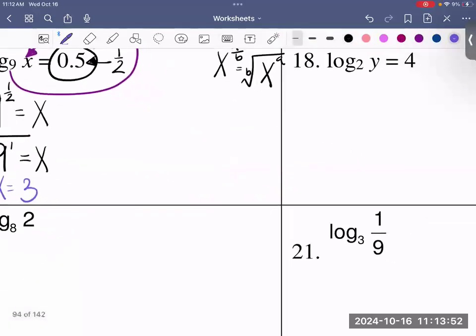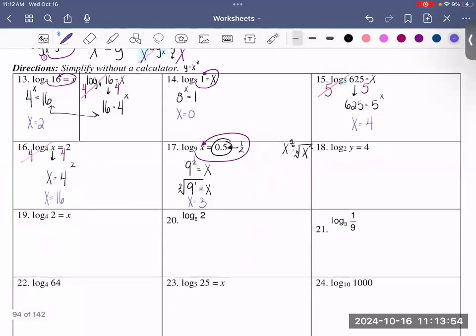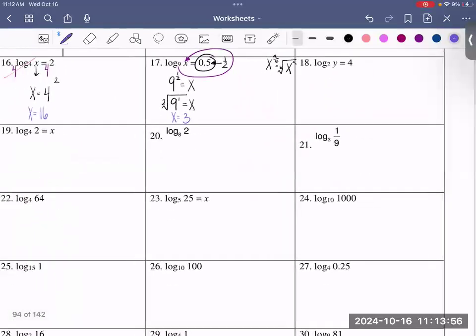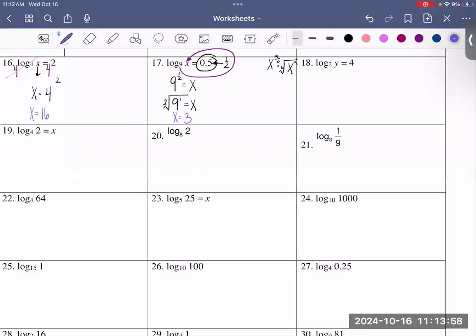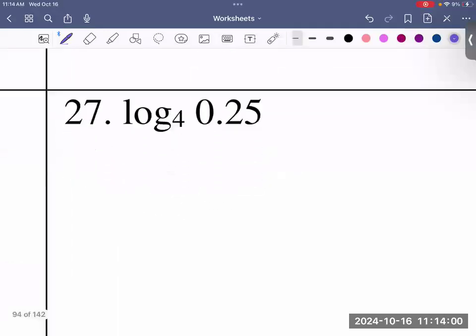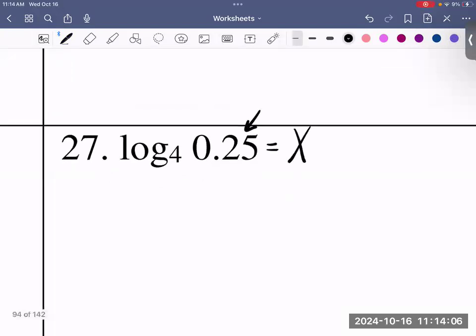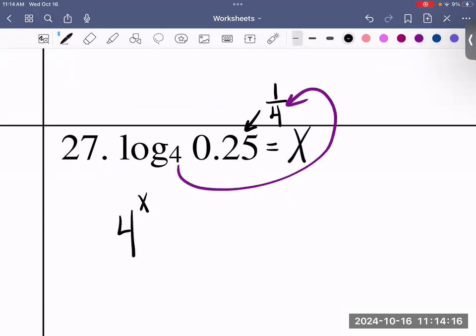And I actually might do one more of those. Let's see if there's another one. Let's do this one. Oh, number 27, coming in hot right after that one. So again, I don't like decimals, so I'm going to write its fractional counterpart. So I can swoop here, and it just says 4 raised to the x is equal to 1 over 4.